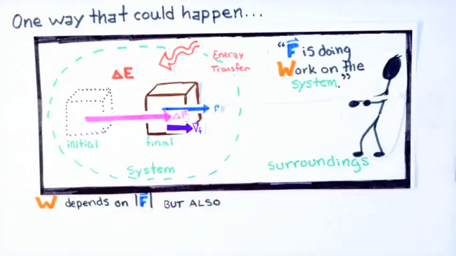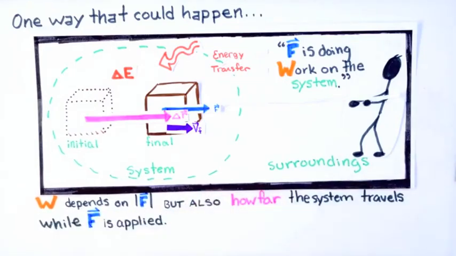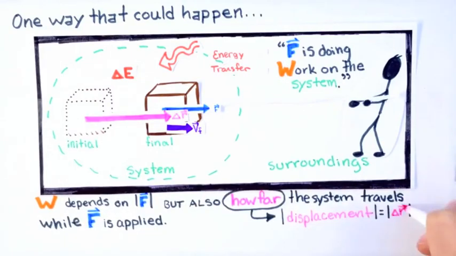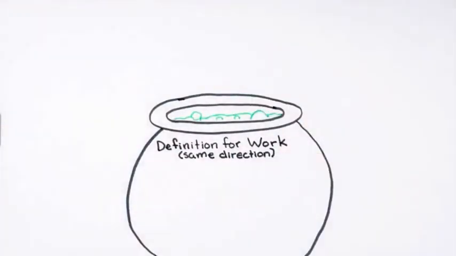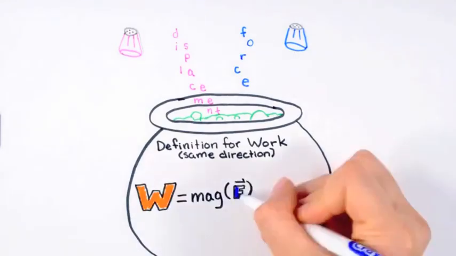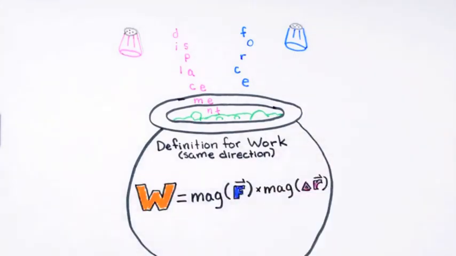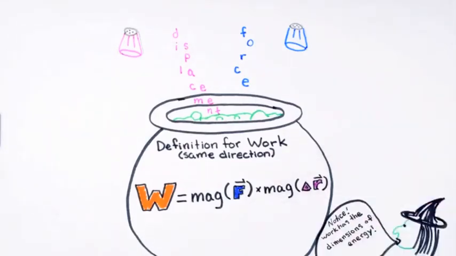The work will also depend on how far the system travels while the force is applied to it. That how far is specified by the magnitude of the displacement. So the definition for work needs to include both of these ingredients. In this particular example, where the force F is in the same direction as the displacement delta R, we can write the work as the magnitude of the force times the magnitude of the displacement. We see that this expression has the dimensions of energy, so that's consistent.